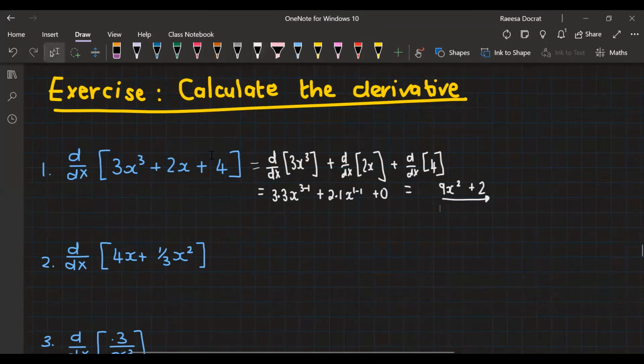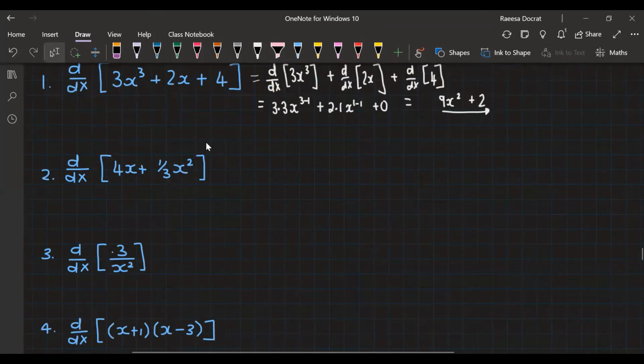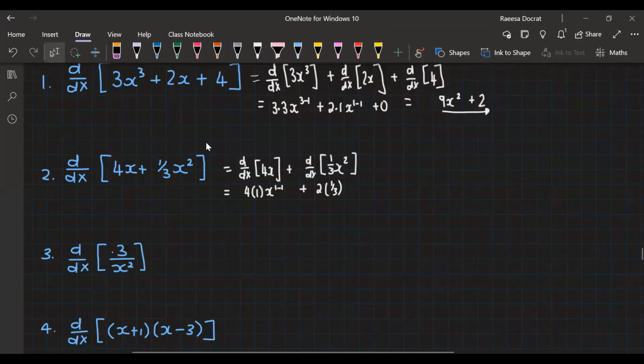Okay, let us have a look at the next one. Again, we can write this as d by dx of 4x plus d by dx of a third x squared. So the first step is the derivative of 4x, so 1 times 4, and we minus 1 from the exponent, and then here 2 times a third, and we minus 1 from the exponent. It doesn't matter if there's a fraction, the rules don't change. So that's 4 plus 2 over 3 x.